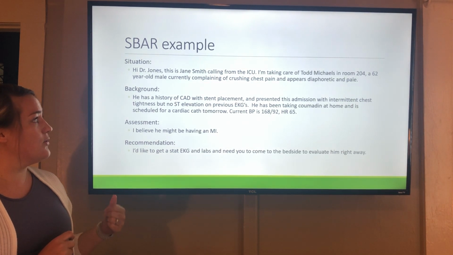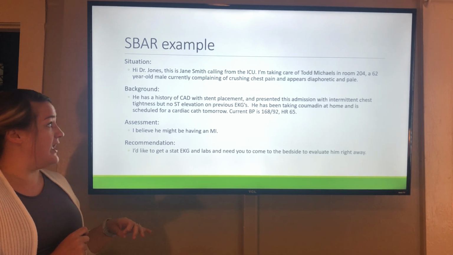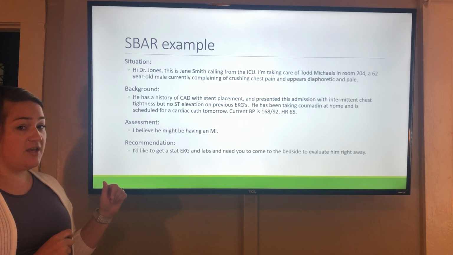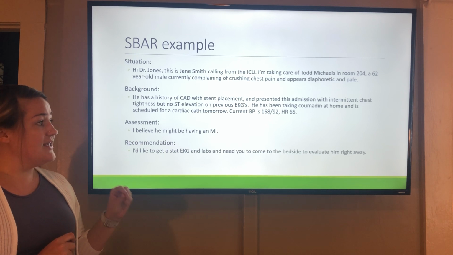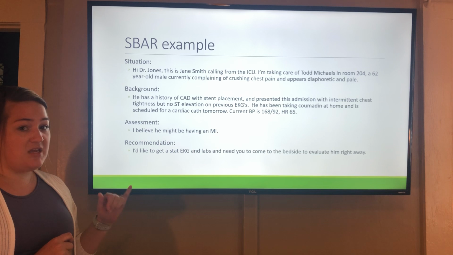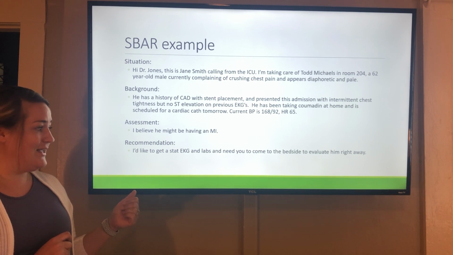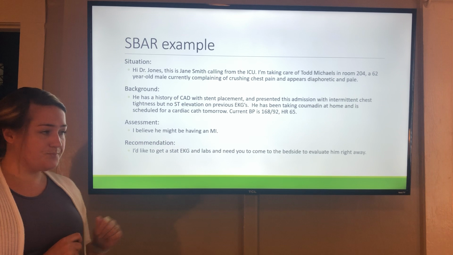He's a 62-year-old male, currently complaining of crushing chest pain and appears diaphoretic and pale. He has a history of CAD with stent placement. He presented this admission with intermittent chest pain but no ST elevation on his previous EKGs. He has been taking Coumadin at home and is scheduled for a cardiac cath tomorrow. Current BP is 168/92, heart rate of 65. I believe he might be having an MI, and I'd like to get a stat EKG and labs and need you to come to the bedside to evaluate him right away.